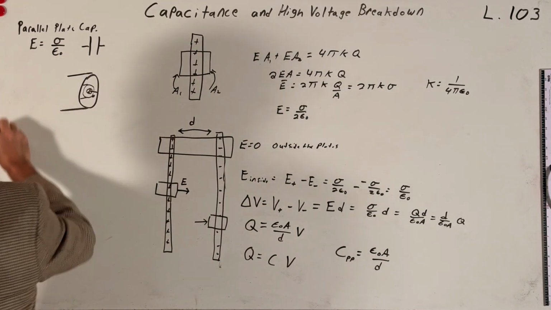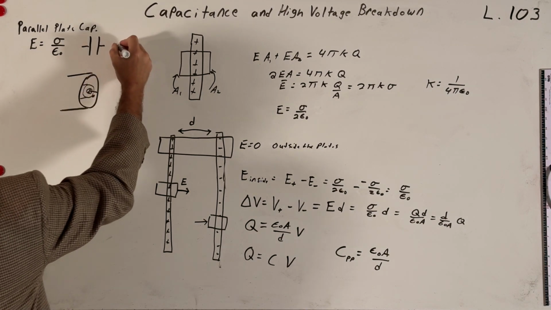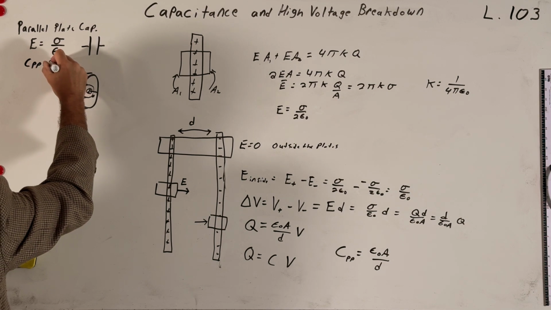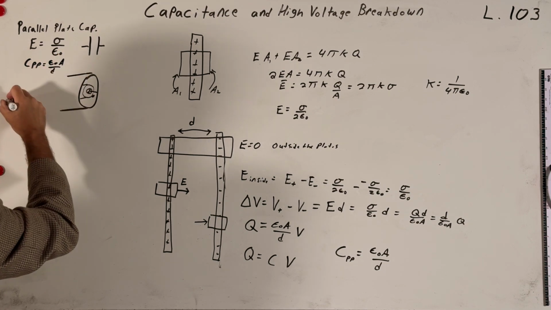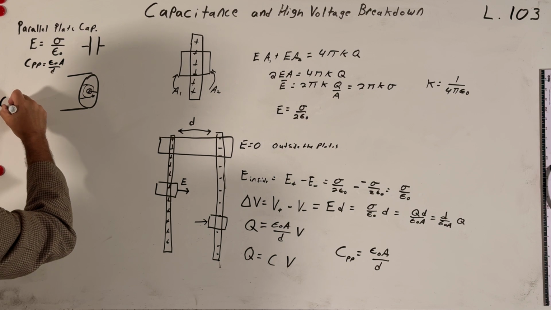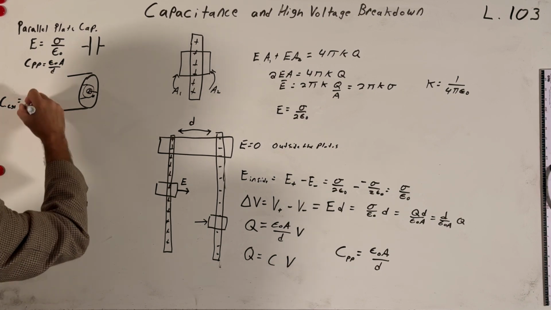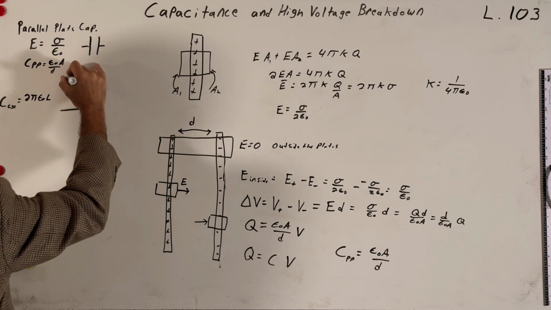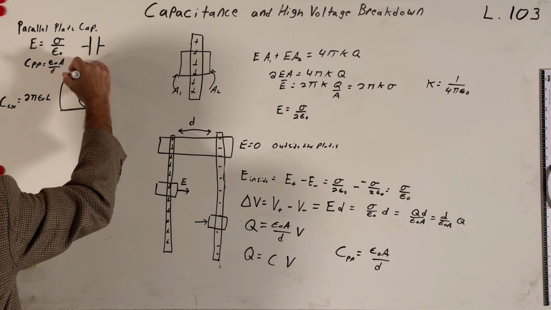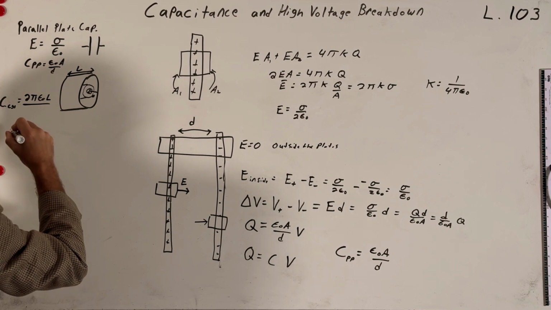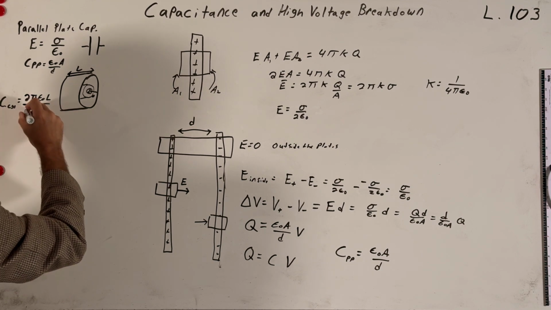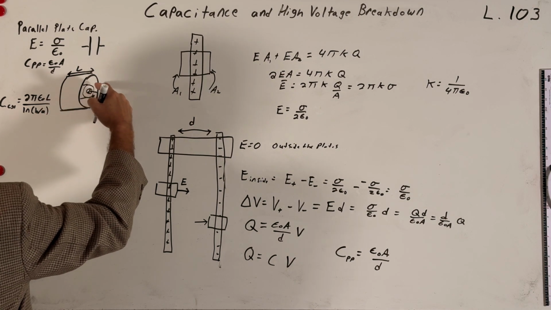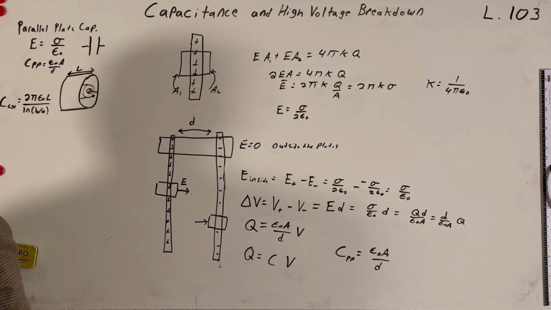But anyways, the formula for the capacitance of this, I never did write this one down, did I? C parallel plate is equal to epsilon naught A over D. And C for the cylindrical capacitor is equal to 2 pi epsilon naught L, where L is the length of this thing, divided by the natural logarithm of B over A, the radius of the outer section over the radius of the inner wire.